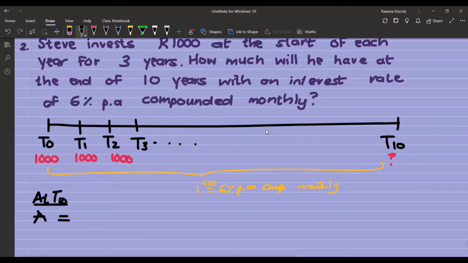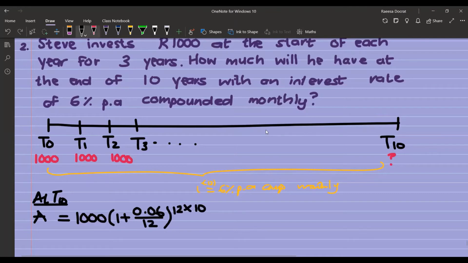Your accumulated amount is 1,000 Rand. The first 1,000 Rand will be in full. So it's got an interest rate of 0.06 over 12, and it is in for 10 years, so 12 times 10.